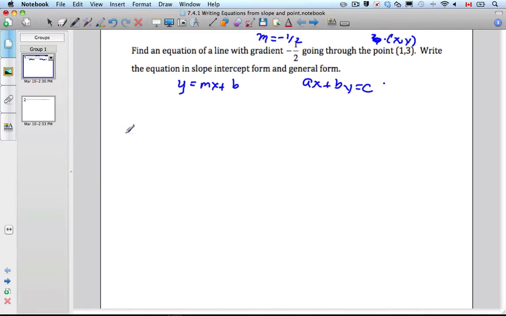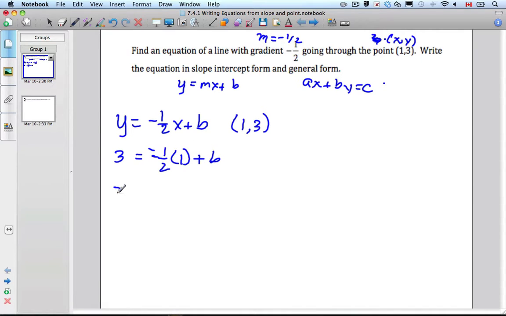I think we should start with slope-intercept form, since we know the slope. We plug our slope in, so instead of m, I can write y equals -1/2 x plus b. Now, if we know it goes through this xy value of (1, 3), it's just algebra. We know this point satisfies the line, so we substitute it in: 3 equals -1/2 times 1 plus b.